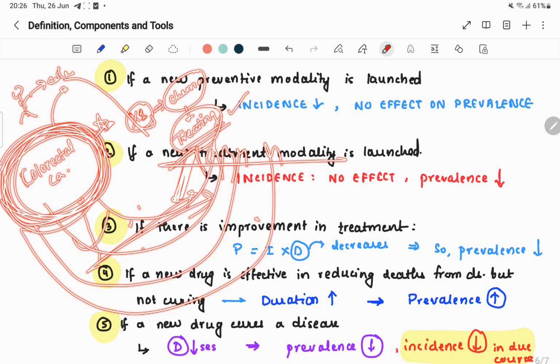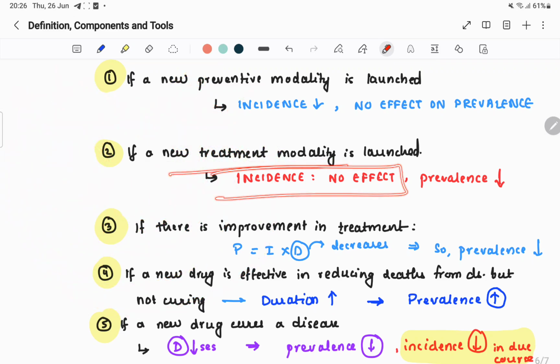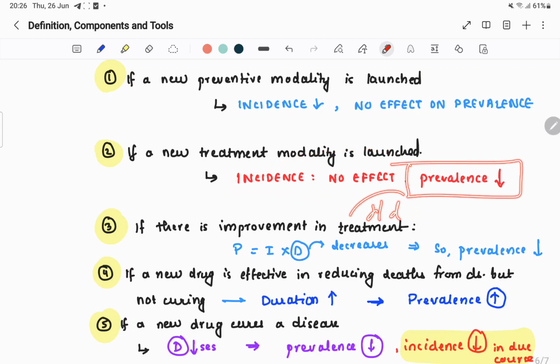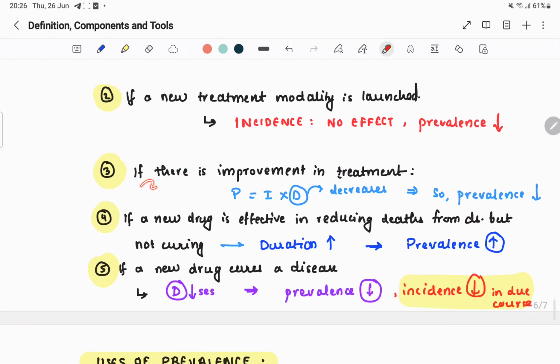So if a new treatment modality is launched, there is no effect on incidence. The incidence of colorectal cancer will have no effect. It is the same as previous. But the old cases, the people who were previously suffering from colorectal cancer, will reduce. So prevalence will reduce. Are you able to understand? Yes. If there is improvement in treatment, prevalence decreases. Okay, this thing we talked about.